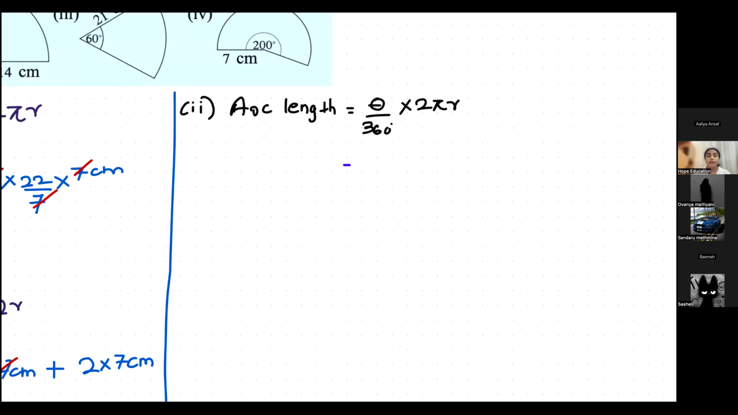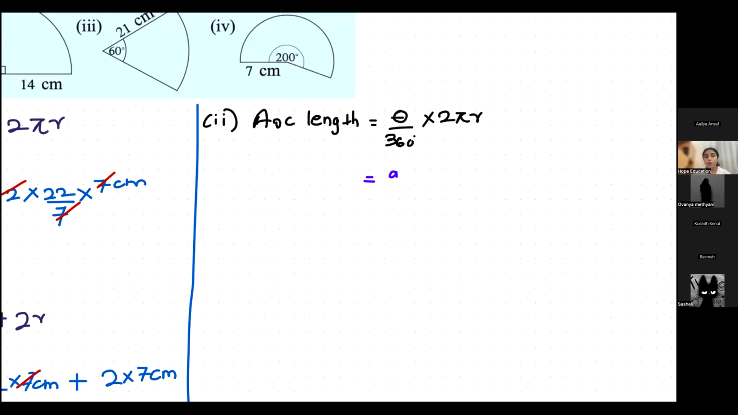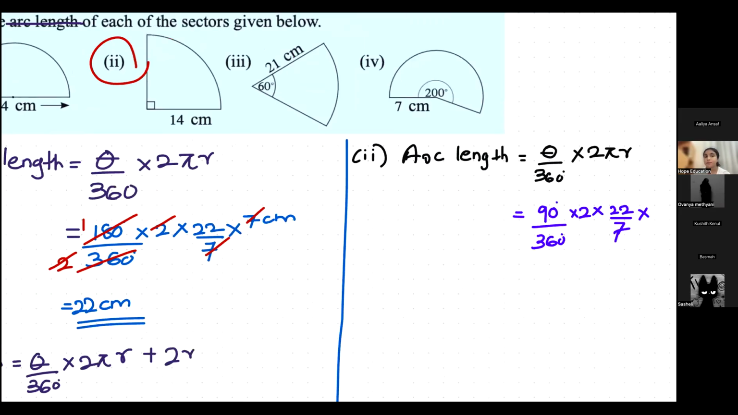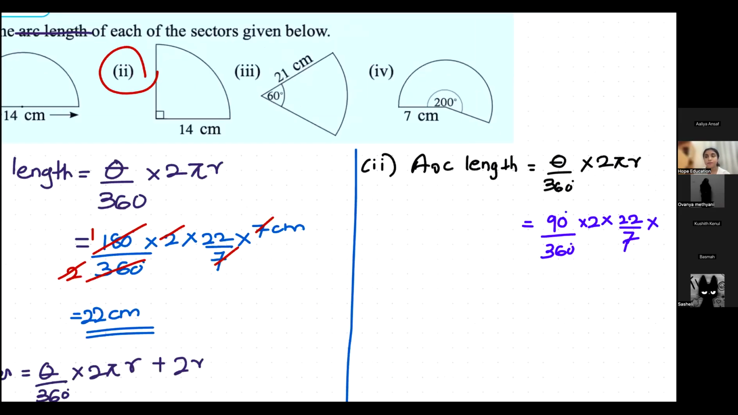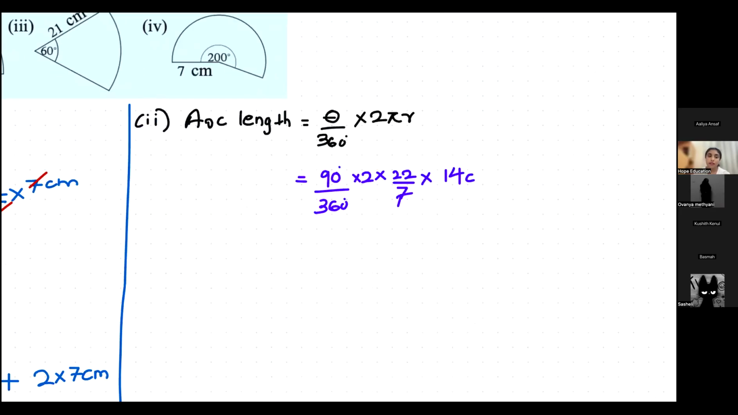Equals, අපේ second එකේ theta කවුද? What is theta here? 90 degrees? Yes. Theta is 90 degrees. You divide that by 360, multiplied by 2 pi. Pi is 22 over 7. What is the radius in our second one? Quickly tell. Yes, 14. 14 centimeters.